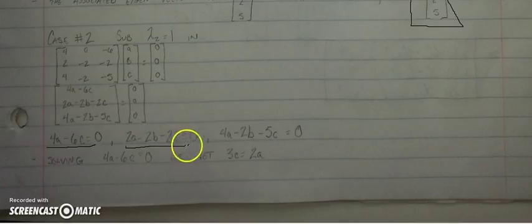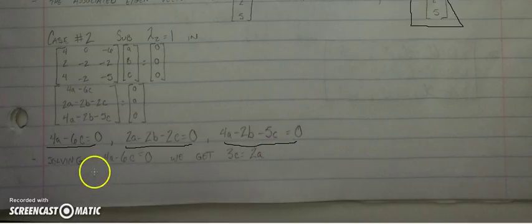Alright, so now case 2. We're going to sub in eigenvalue 2 equals 1 into it, and then we get this matrix. And then we get these three equations. Going to do the same thing.